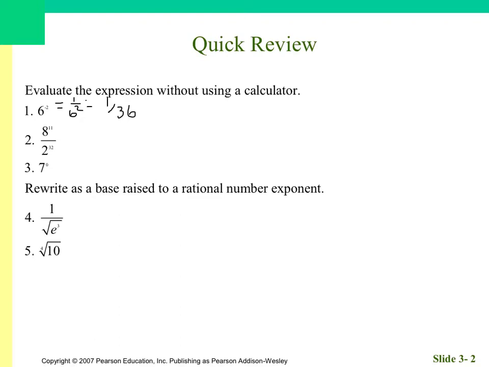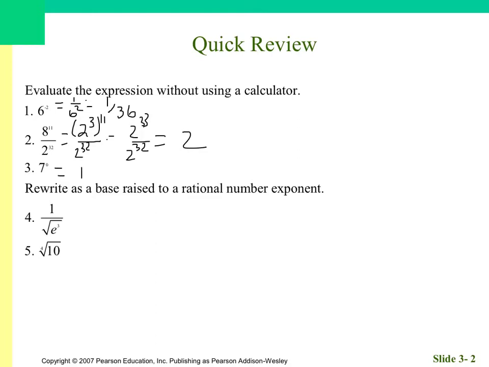The next one. Well, I can change 8 to be 2 to the third. And that's 2 to the 11th over 2 to the 32nd. Well, power to a power you multiply, so you get 2 to the 33rd divided by 2 to the 32nd, so it's 2, because you subtract: 33 minus 32 is 1. Anything to the 0 power equals 1.